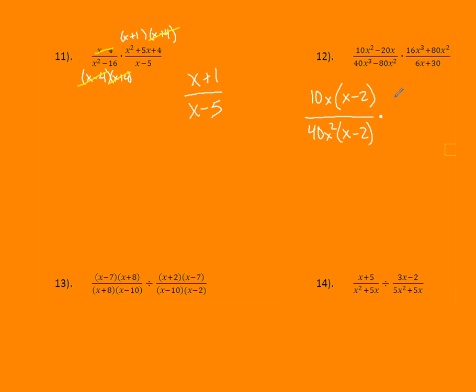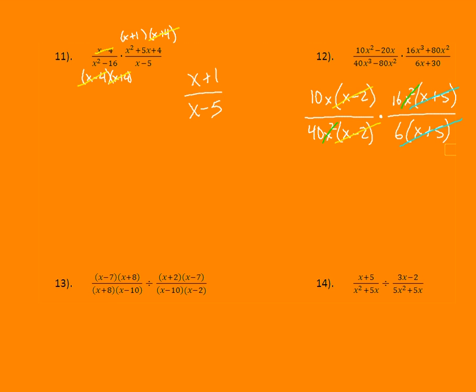On this guy, I can pull out a 16. I can also pull out an x squared. That'll leave me with x plus 5. And on the bottom here, I can pull out a 6, and that'll leave me with an x plus 5. So what can cancel out? My x plus 5s here go away. My x minus 2s go away. I have a pair of x squareds, one from the top, one from the bottom.